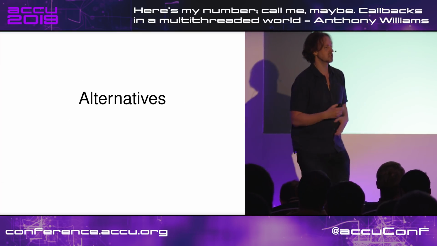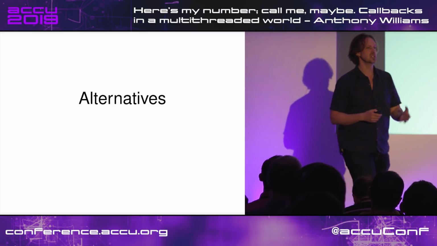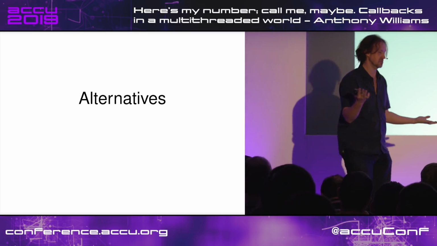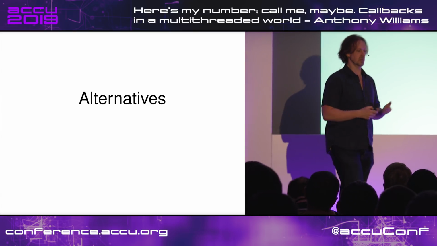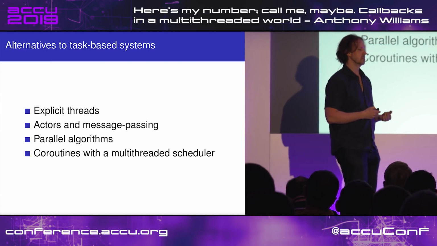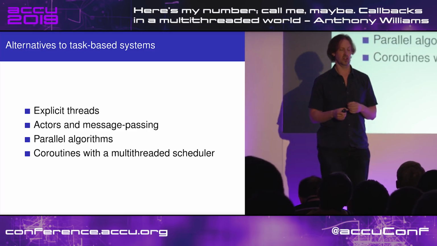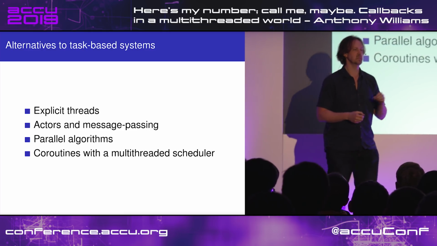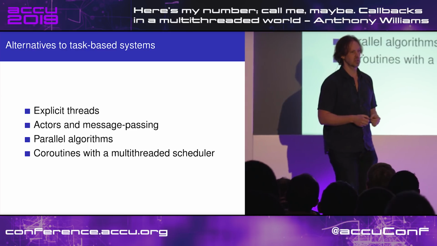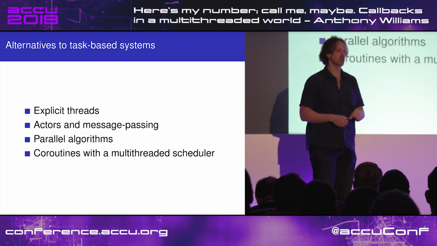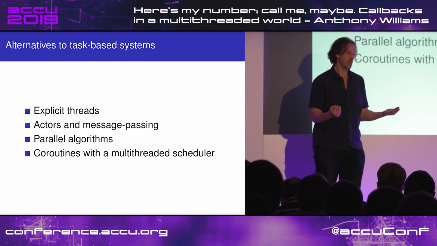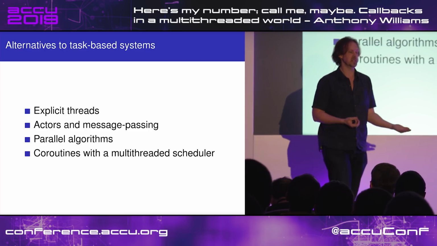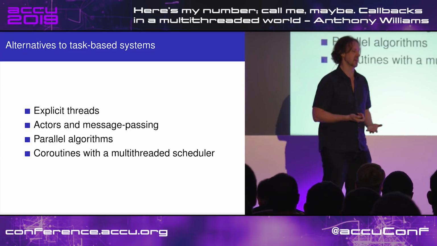Okay, I'm just going to talk a little bit about alternatives. I've been mostly talking about task-based systems and callbacks. It's not the only way of writing multi-threaded code. The classic old-school method is to use explicit threads. I say this is old school. Don't do it in new code, really. But it's there. You might have explicit threads, so use that.